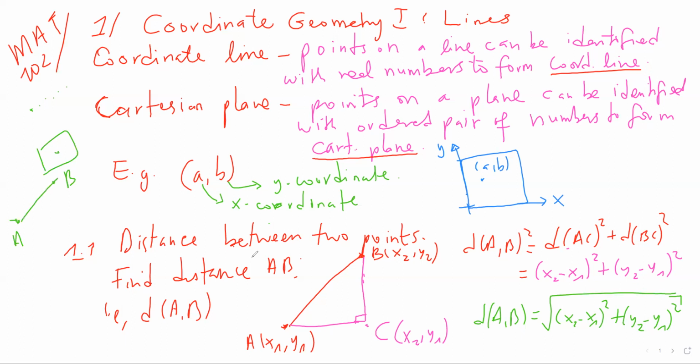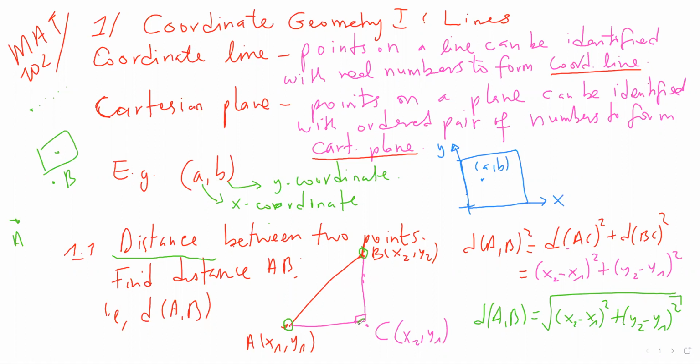If you join these 2 points, one of the things you can do is find the distance between these 2 points. So the first thing we talk about is the distance between 2 points. If you have a point A, which is (x1, y1), and you have a point B, which is (x2, y2), the distance between these 2 points, you derive it by forming a right angle triangle.